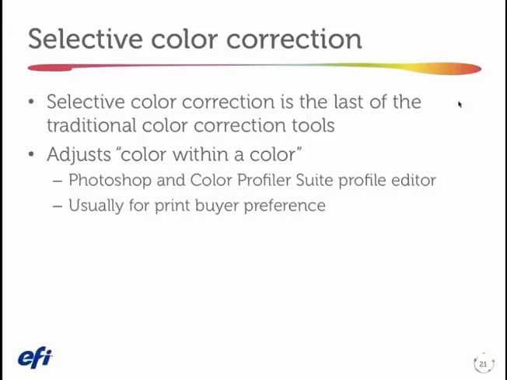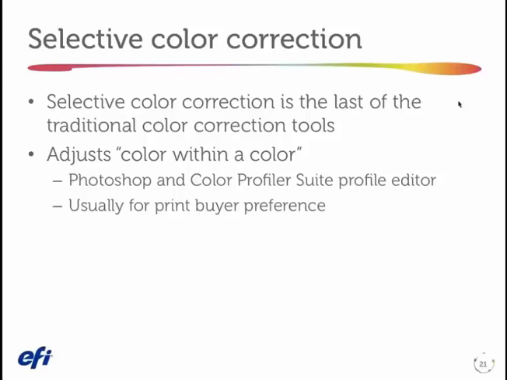In Photoshop, there's a number of other ways you could do this, but the important thing to understand is that we're not going to go make a mask around that apple in some image editing application. We're going to use a global control, selective color, that lets me adjust one color within a color.